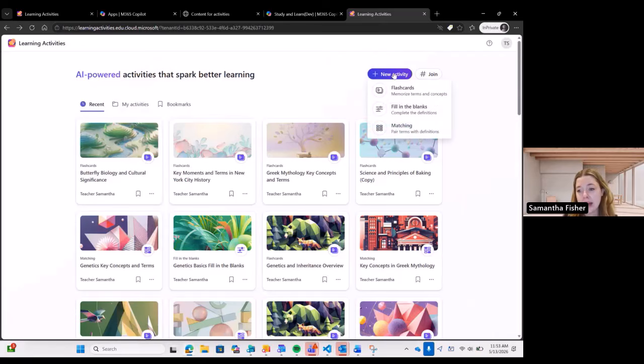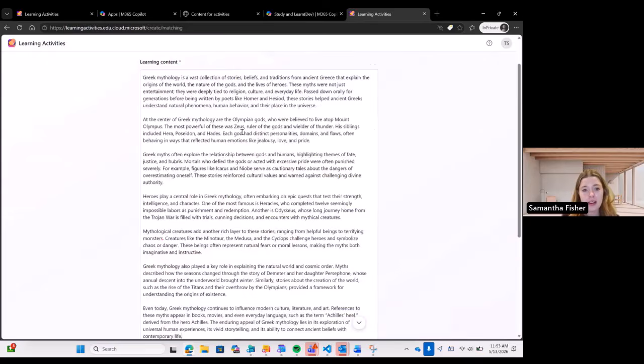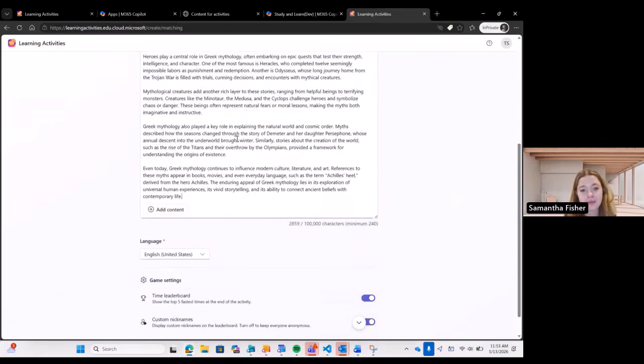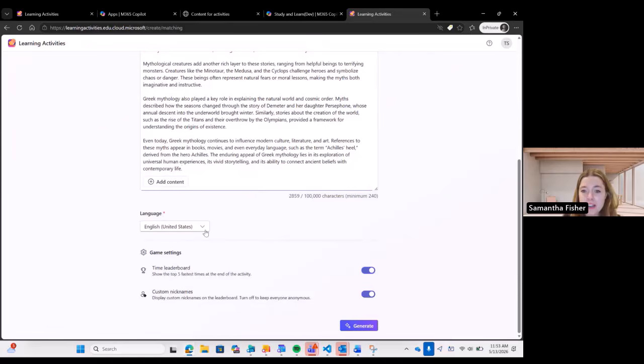Now I'm going to come back and select matching. Very similar, I'm going to put in my learning content. This is my Greek mythology content. I have my language selector just like last time. All the same limits apply. I need to have some grounding content for my learning activities. I can add a file. I can add text. Again, I have about that 20-page limit.